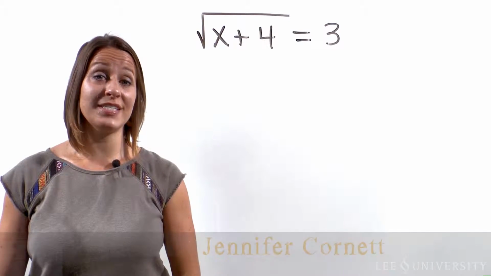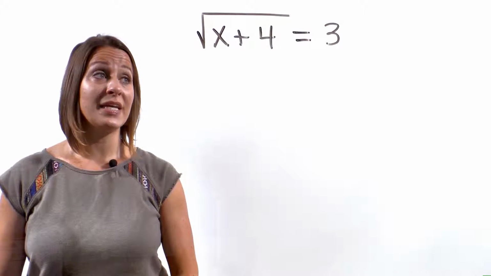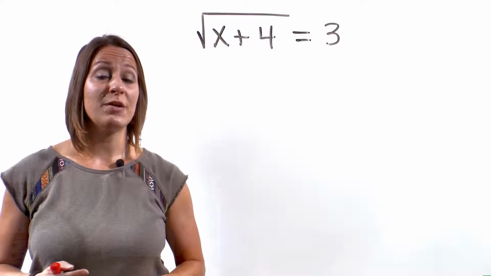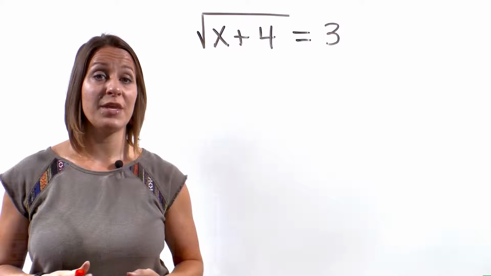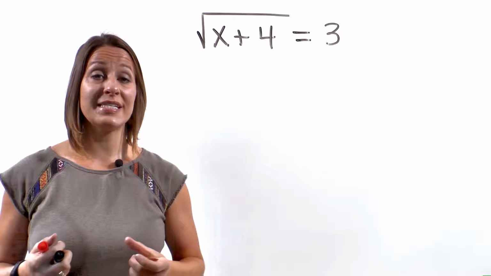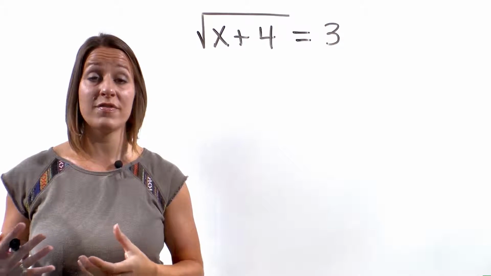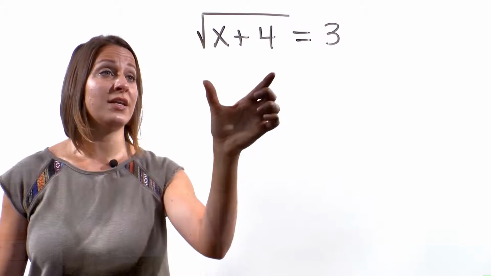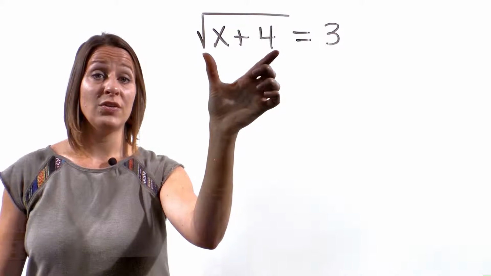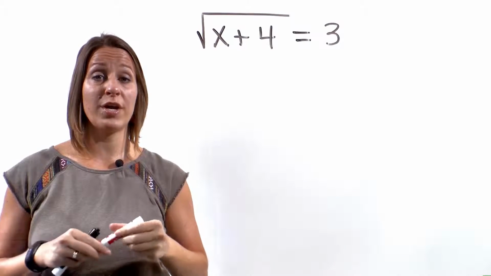Let's take a look at this first example. We have the square root of x plus 4 equals 3. So we're going to solve this problem by squaring both sides. But before we can square both sides, we need to first make sure whatever's under the radical sign is isolated, or by itself on one side of the equal sign, which this one is. The entire x plus 4 is under the radical. There's not another term on this side of the equal sign, so we can go ahead and square both sides.